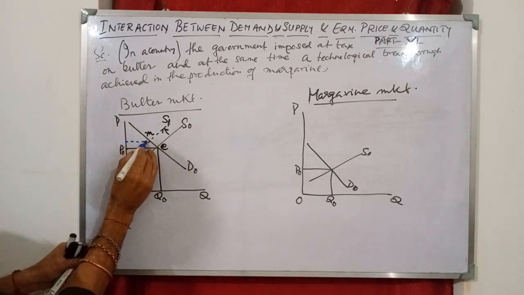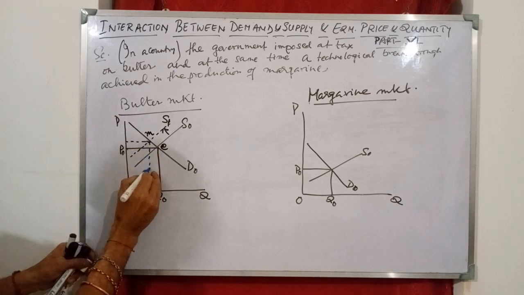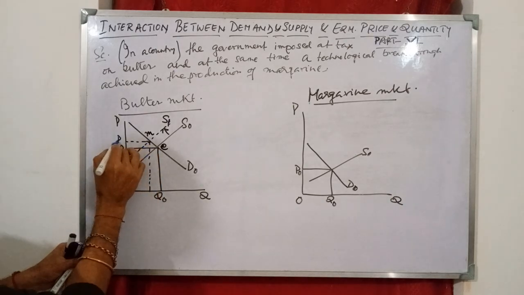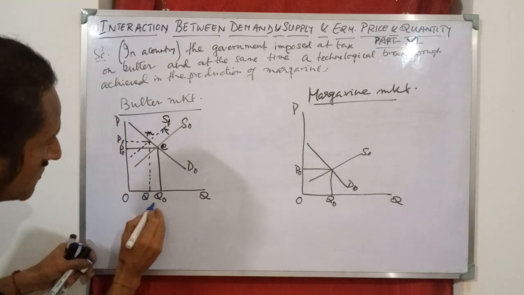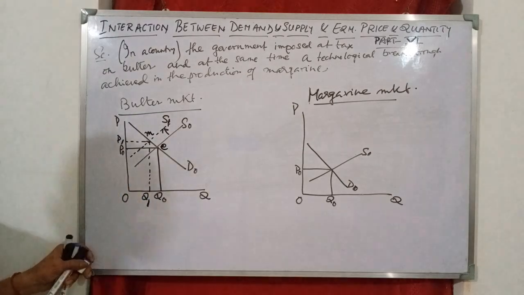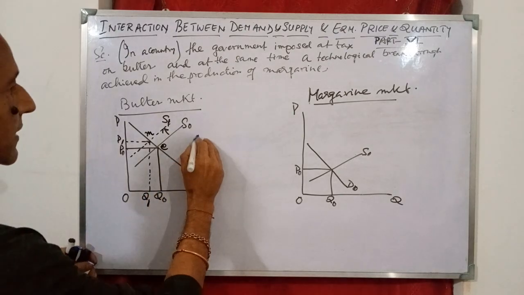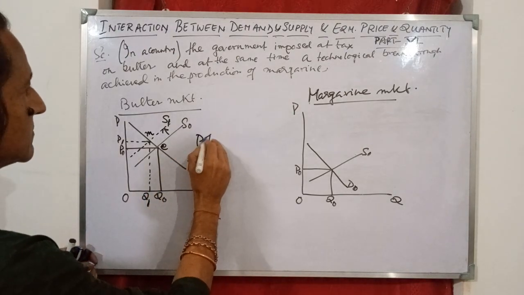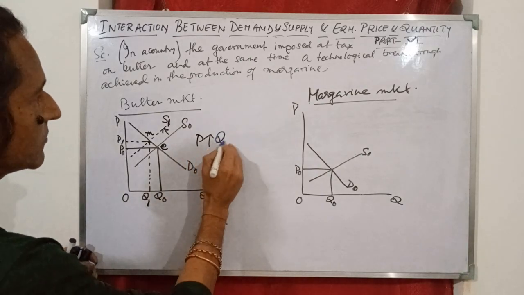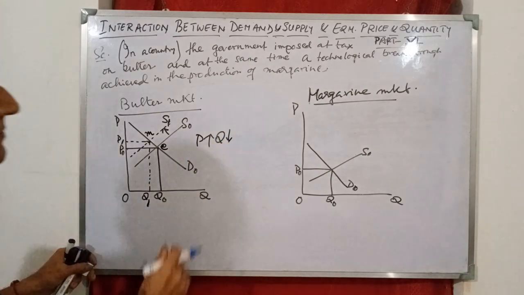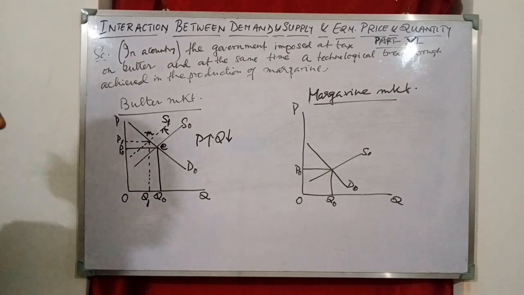So price rises to P sub 1, and quantity demanded falls from Q sub 0 to Q sub 1. So here the impact is that equilibrium price is increasing and equilibrium quantity is falling. This is the impact on butter market.